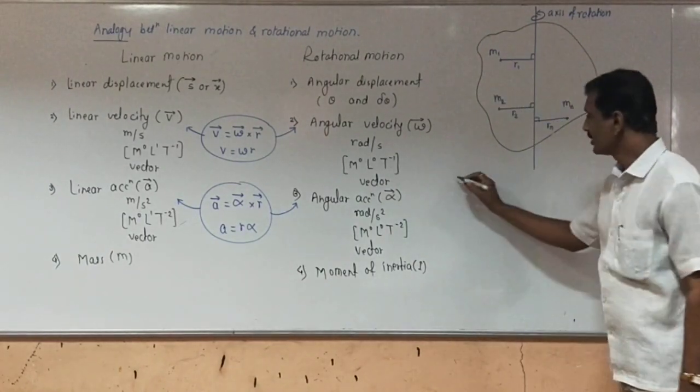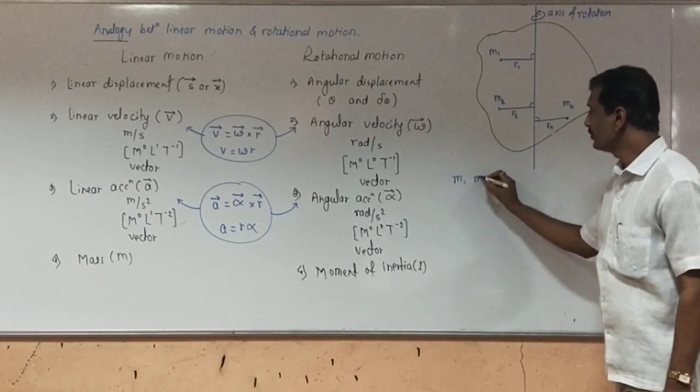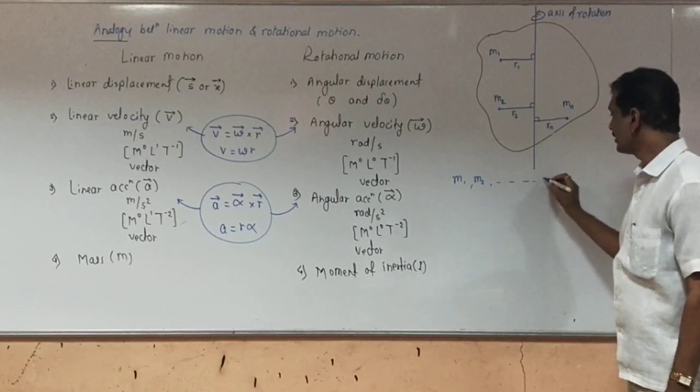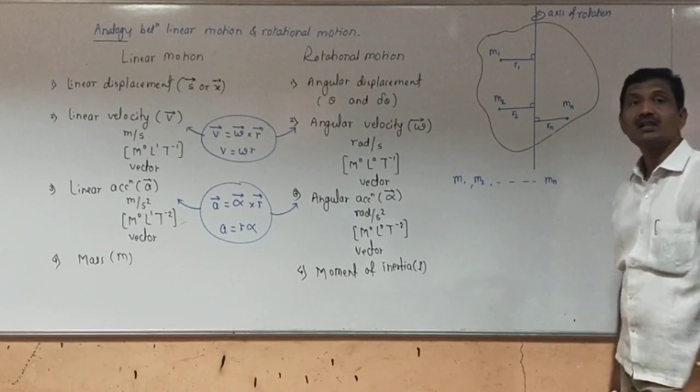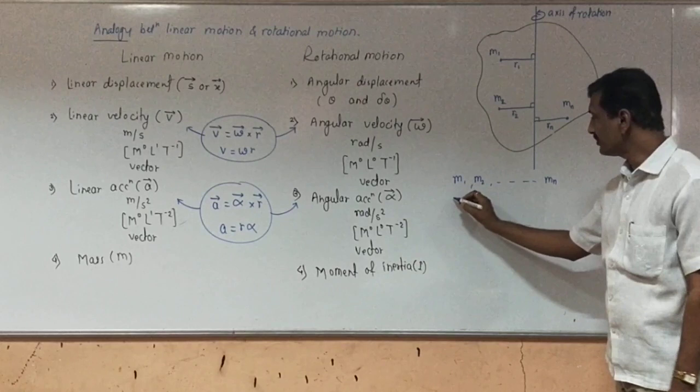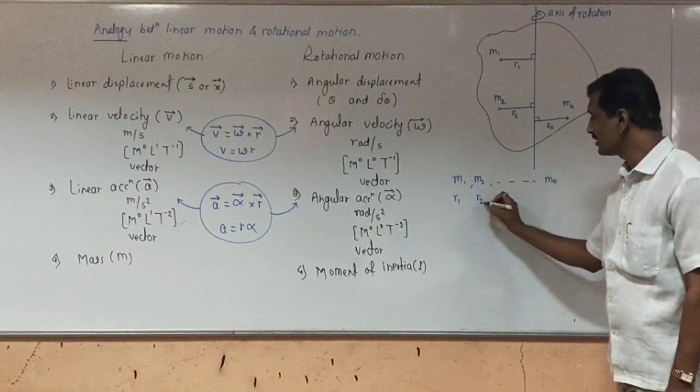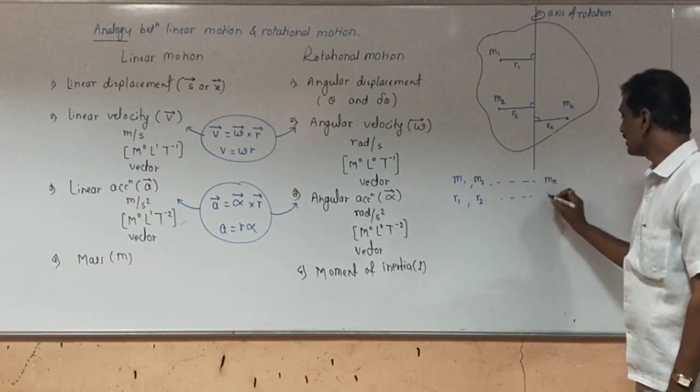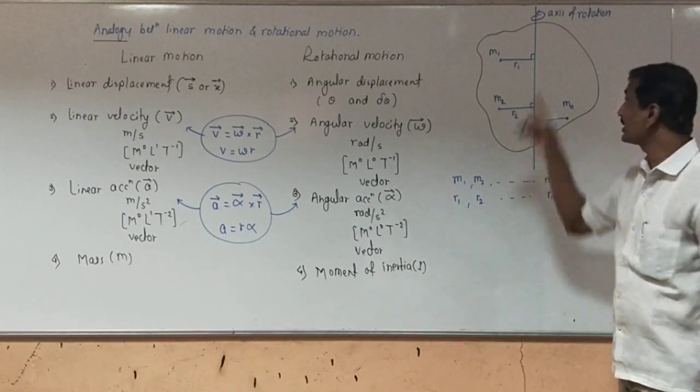So m1, m2, ..., mn are the masses of the particles of that body, and these particles are situated at the distances r1, r2, ..., rn respectively from the axis of rotation.